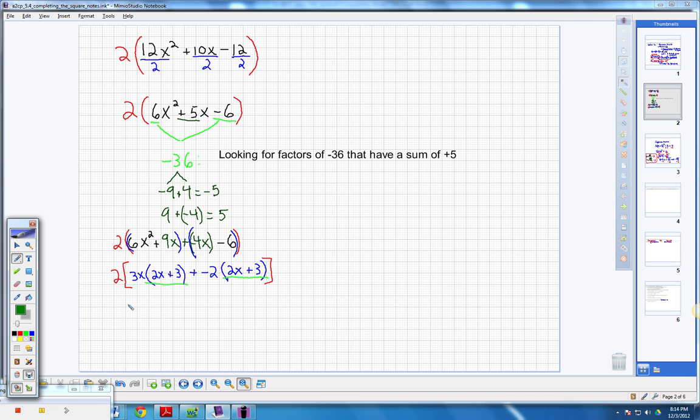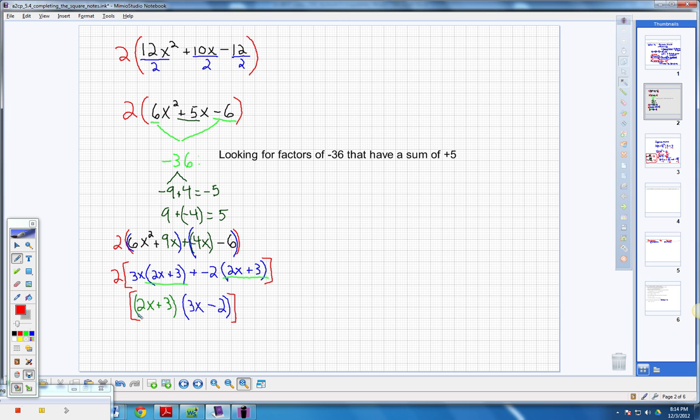When I factor that 2x plus 3 out, what does that leave me with? It leaves me with a 3x minus 2. That 3x minus 2 there in blue. 3x, and that says plus negative 2, and we all know that that just means minus 2. And I must not forget those brackets around the outside multiplying by 2.